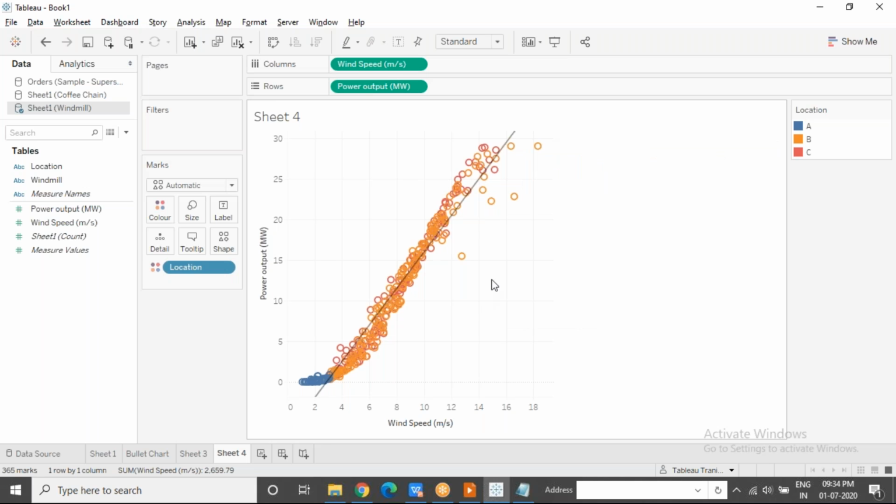Okay, so that is about trend lines and scatter plots and trend lines actually. All right, here I will stop the discussion. If you have any questions, let me know. Otherwise, we'll do this using sample superstore data.